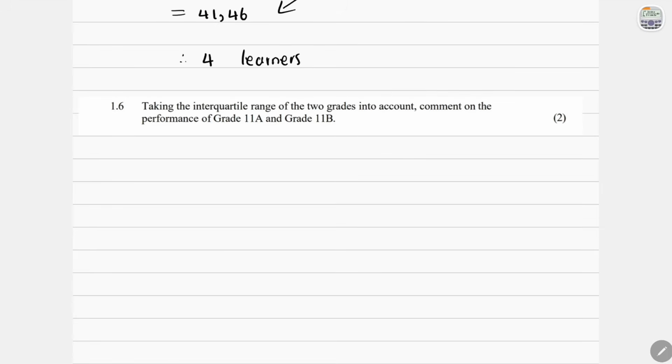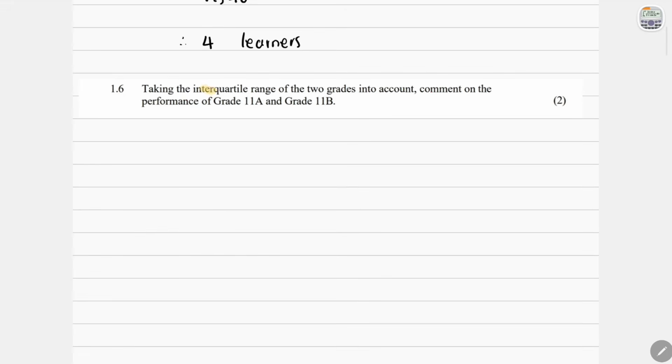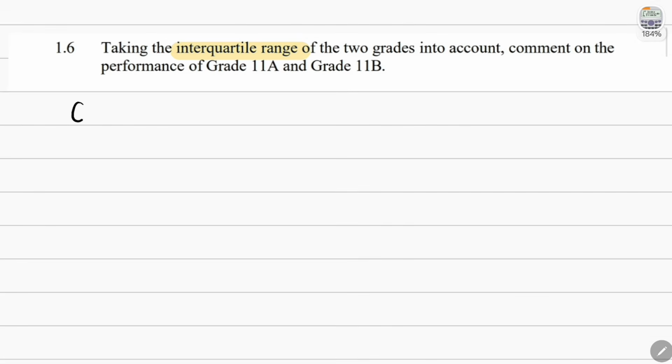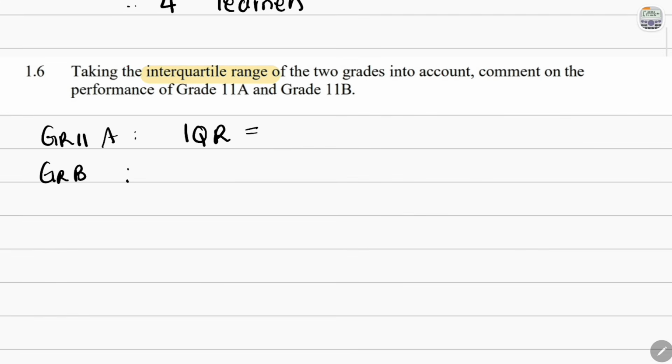Question 1.6 says, taking the interquartile range of the two grades into account, comment on the performance of grade 11A and grade 11B. Okay, so we need to use the IQR to comment on this. So let's get the IQR in each grade, grade 11A and grade 11B. The IQR, the interquartile range, is found by taking the range of your quartiles, really. So the higher quartile minus the lower one, and we'll find this.